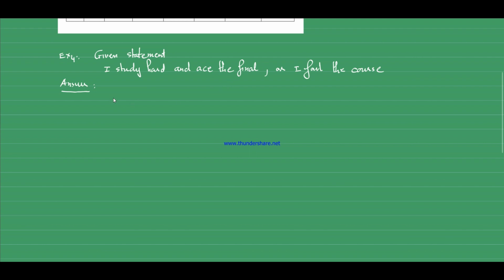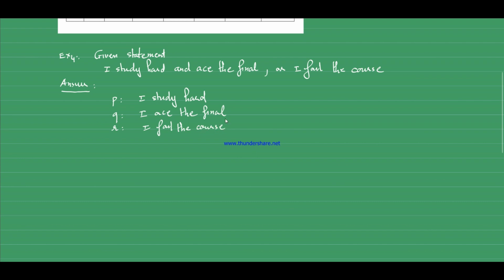So the first statement is P: I study hard. Then the second statement is Q: I ace the final. And the third statement is R: I fail the course.